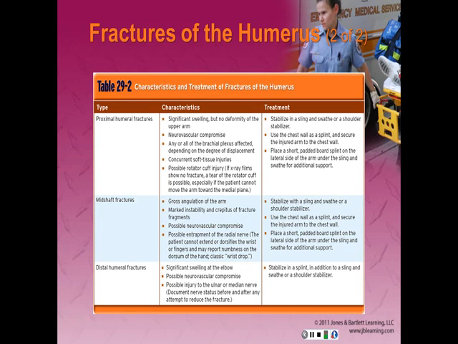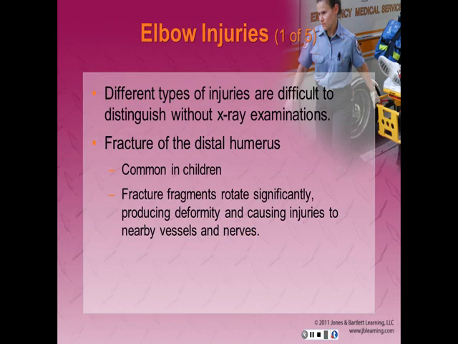Table 29.2 gives you characteristics and treatment of fractures of the humerus, and it talks specifically about proximal, mid-shaft, and distal fractures, as well as the characteristics and how we treat these. And again, this is a great study guide. Fractures and dislocations often occur at the elbow, and the different types of injuries are difficult to distinguish without x-rays. However, they all produce similar limb deformities and require the same emergency care.